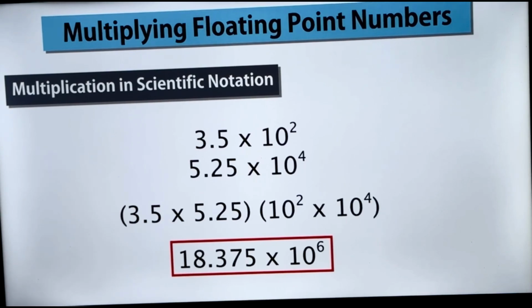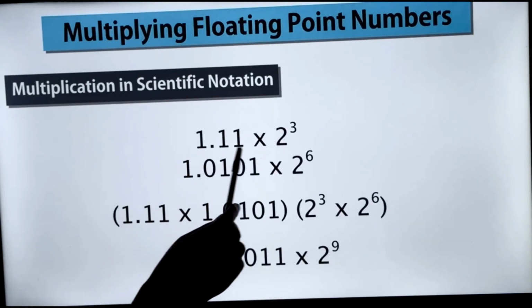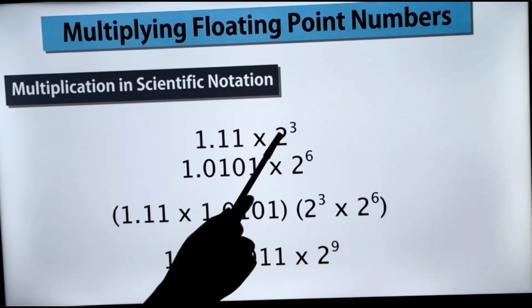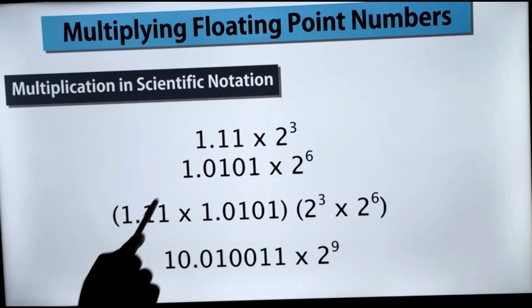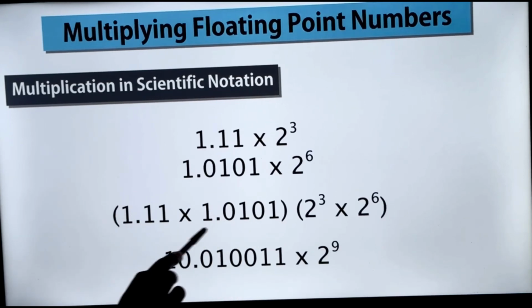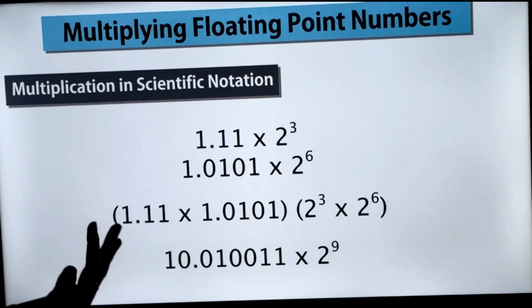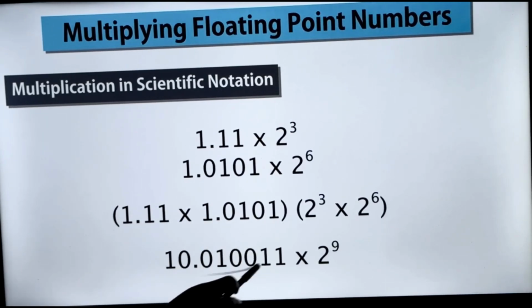This is the traditional way we do it, right, for decimal numbers. Same thing we will do for binary numbers also. How? This is the binary number I have given to you. Multiply these two numbers. Here also we will do the same thing. We will take 2 to the power 3 and 2 to the power 6 this side, and 1.11 and 1.010 on this side. And these two we will multiply using traditional multiplication techniques, which I have already shown you in the first multiplication slide. So after multiplying these two, you will get this, and here you will get 2 to the power 9.